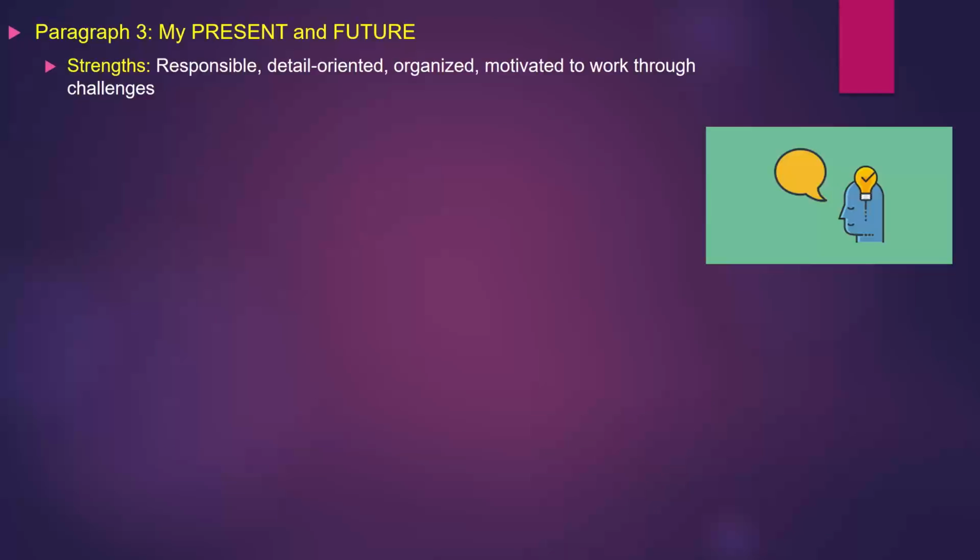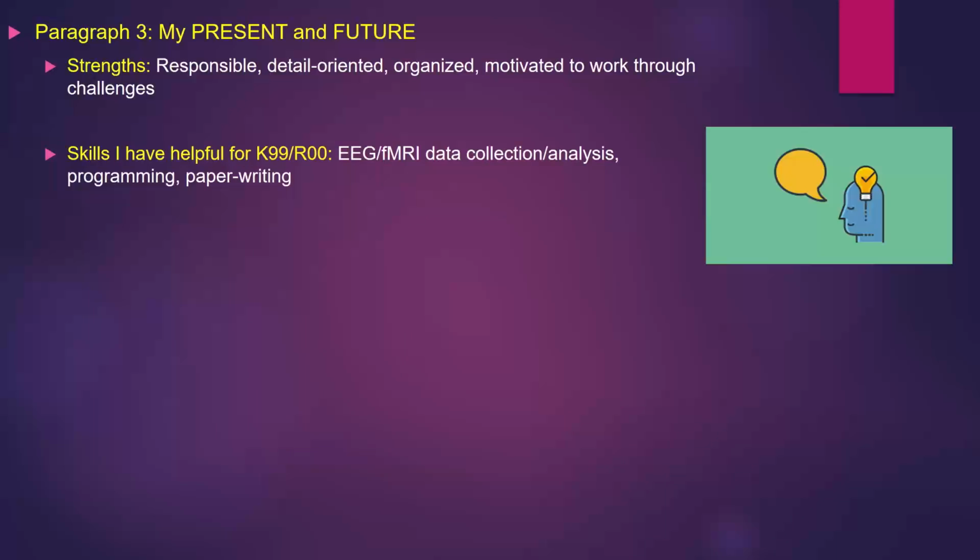Now let's go to paragraph 3, my present and future. So I'm responsible, detail-oriented, organized, and motivated to work through challenges, particularly programming challenges I had throughout grad school and my first postdoc. The skills I have that will be helpful for K99 and R00 are EEG and fMRI data collection and analysis, programming, and paper writing.